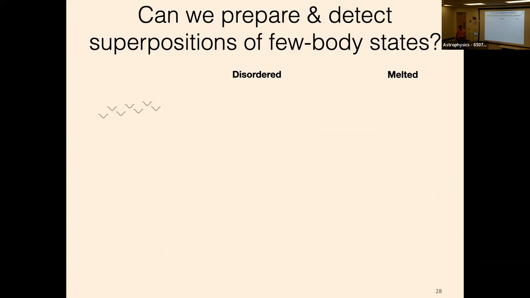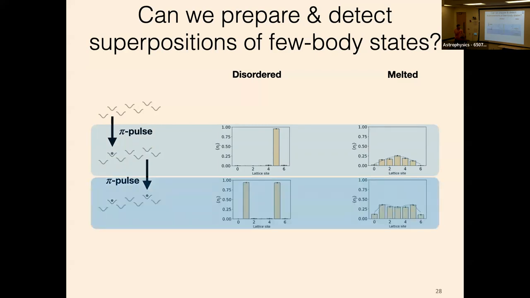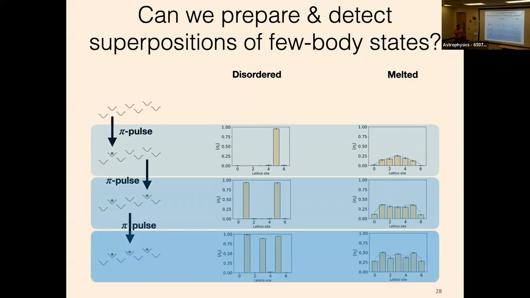Okay, so the last piece of this story is about preparing superpositions of these few body states. So what have we talked about so far? We've said, I put this first photon in with a pi pulse, right? And I started in this state, I melt into that delocalized state. I put a second photon in with a pi pulse. I started in that state, I melt into that delocalized state. Third photon in with a pi pulse. I start here, I melt into the delocalized state.